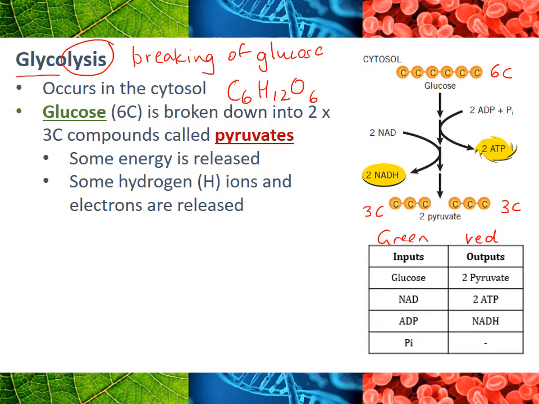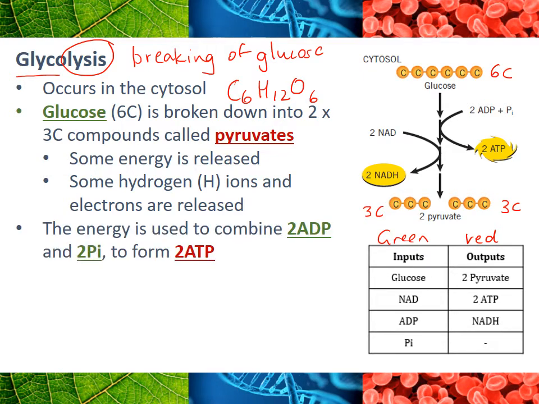A little bit of energy is released. And we know this energy is produced by combining ADP and phosphate, which we'll get to in a minute. Some hydrogen ions and electrons are also released. So remembering this original glucose is not just 6 carbons, it also has the hydrogen there as well. So when this happens, some hydrogen and electrons are released. The energy is used to combine 2 ADP and 2 inorganic phosphate to produce 2 ATP.